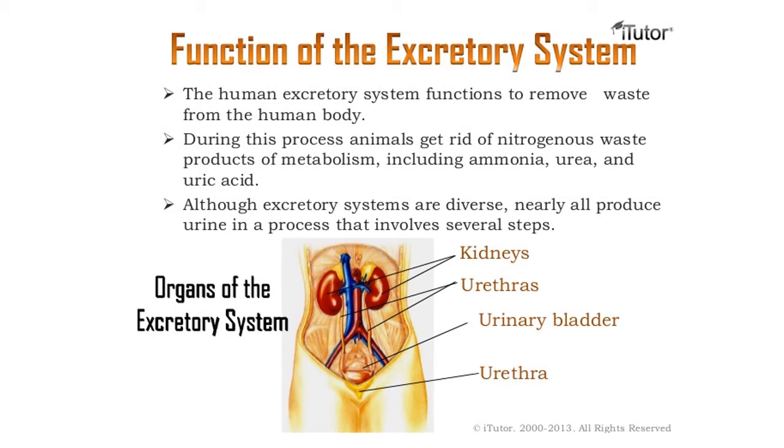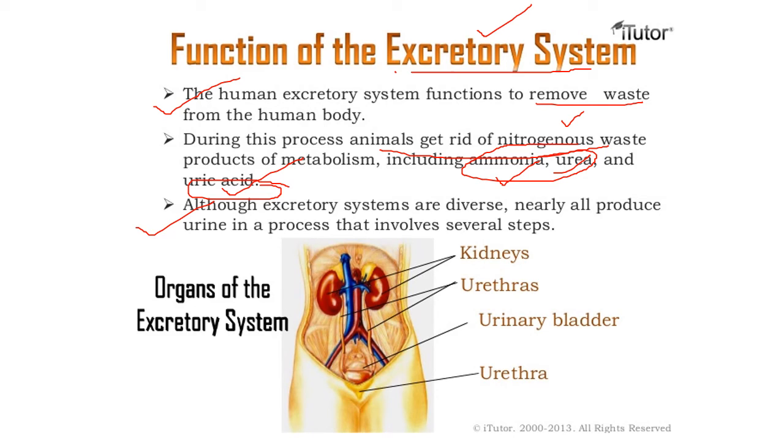What are the functions of the excretory system? The human excretory system functions to remove the waste product from the body, and during this process animals get rid of the nitrogenous waste. Many nitrogenous wastes are produced in our body during metabolism. Metabolism means the process of digestion and other things. So what are the nitrogenous wastes? They are ammonia, urea and uric acid. These are the toxic substances generated inside our body which have to be removed, and this can be done by the excretory system.